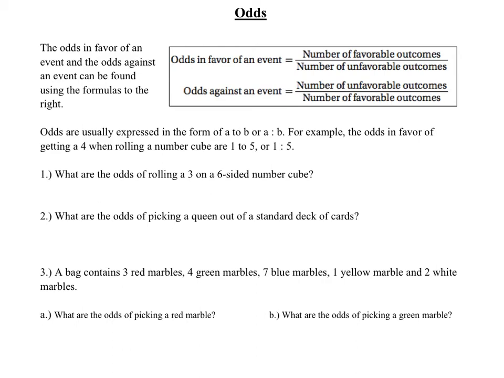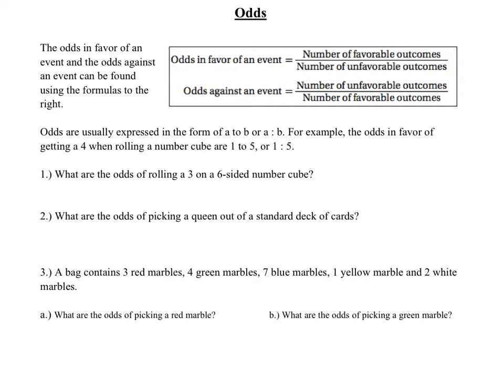Odds. The odds in favor of an event and the odds against an event can be found using the formulas to the right. So the odds in favor of an event are when you put the number of favorable outcomes first and then the number of unfavorable outcomes. The odds against an event are when you put the unfavorable outcomes first and the favorable outcomes second. Odds are usually expressed in the form of A to B or A colon B.